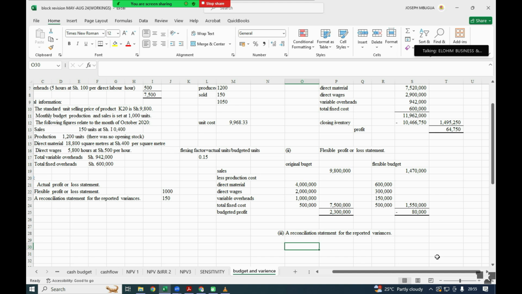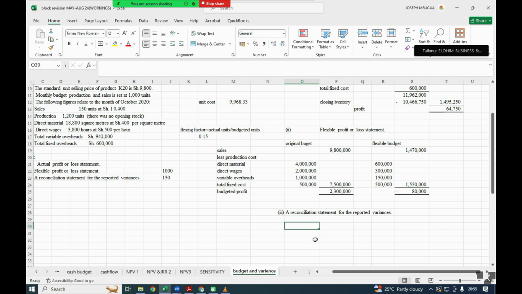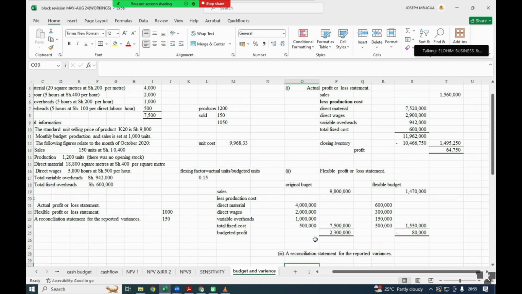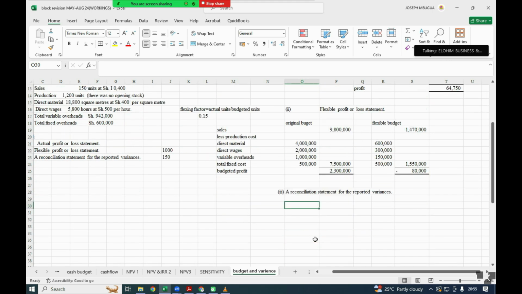But the original was prepared in advance, and it is the one that we use to control, so that by the end of the day we can know whether we achieved what we had budgeted or we exceeded the budgeted amount, and by what particular amount. So we shall calculate our variances. Remember, we said we have variance for sales, variance for material, variance for labor, and variance for overhead. For the overhead, we have the variable and the fixed, the two of them.